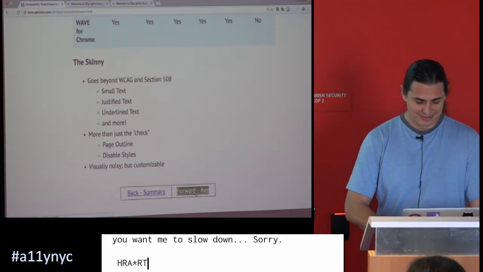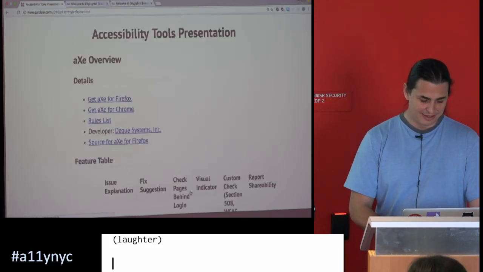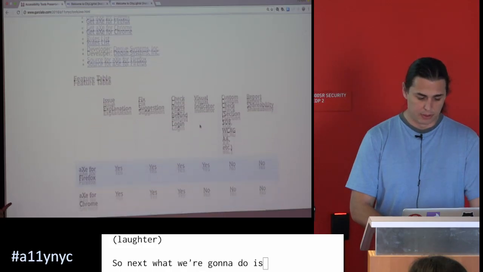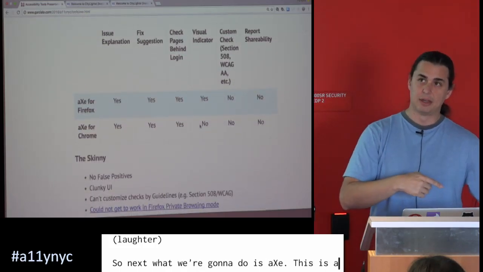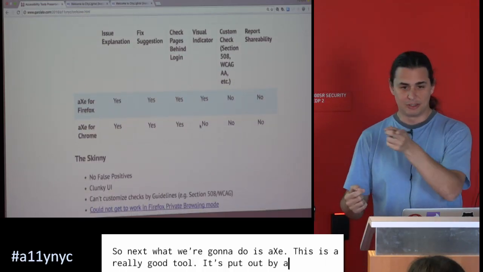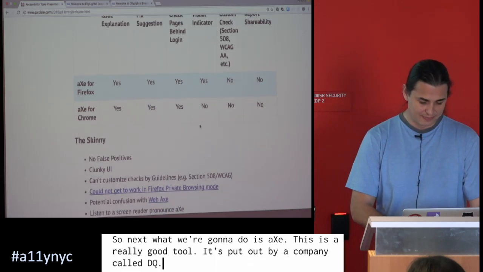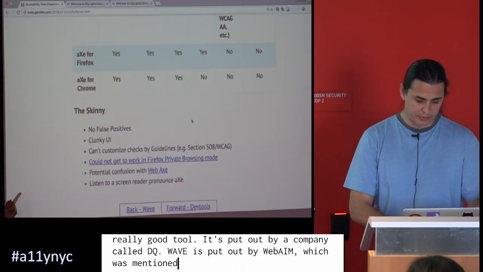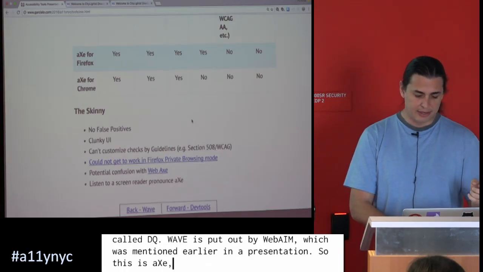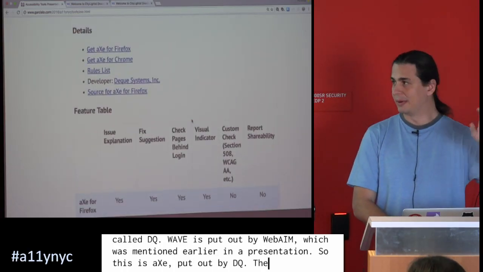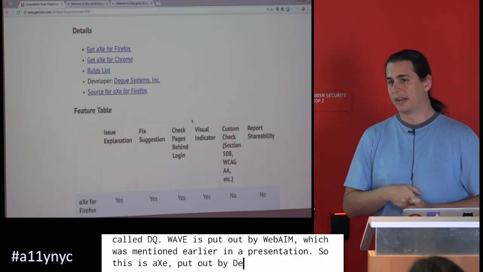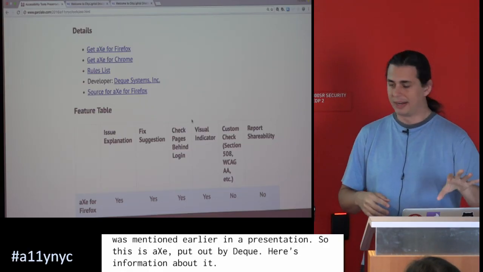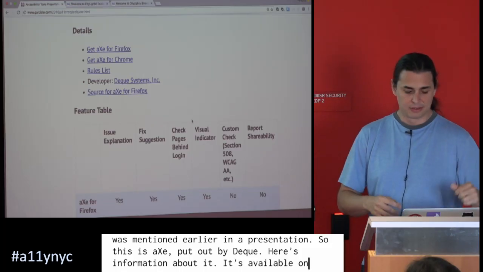All right. So the next tool we're going to do is Axe. This is a really good tool. It's put out by a company called Deque. The previous tool, Wave, that's put out by WebAIM, who was mentioned earlier in a presentation. Okay, so this is Axe. So it's put out by Deque. The best thing about Axe, here's all the information if you want to download it. It's available both on Firefox and on Chrome. We're going to be looking at it today on Firefox. Even though right now I'm on Chrome, we'll go over to Firefox.